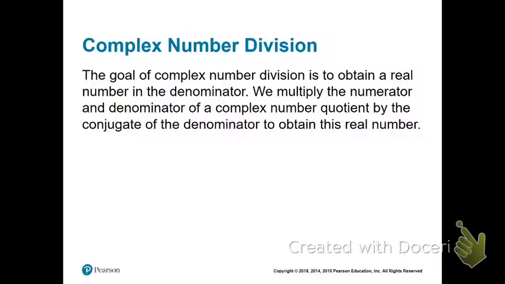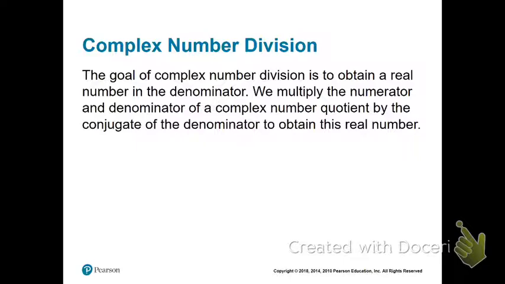And we use this with division because complex number division, it says the goal of a complex number division is to obtain a real number in the denominator. All right, so what that's saying is we can't have i in our denominator. We can't have i on the bottom of our fraction. So we will multiply the numerator and the denominator of a complex number quotient by the conjugate of the denominator to obtain a real number.